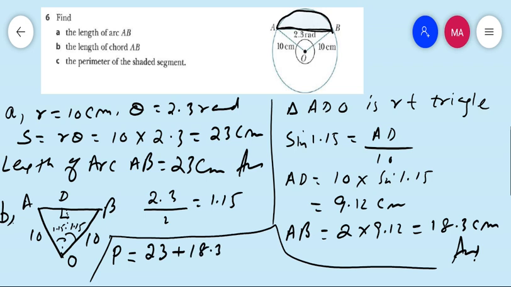18.3. So 23 plus 18.3 is 41.3 centimeter. This is the answer of part C. So very interesting question and very easy. Hope you completely understand question number 6.